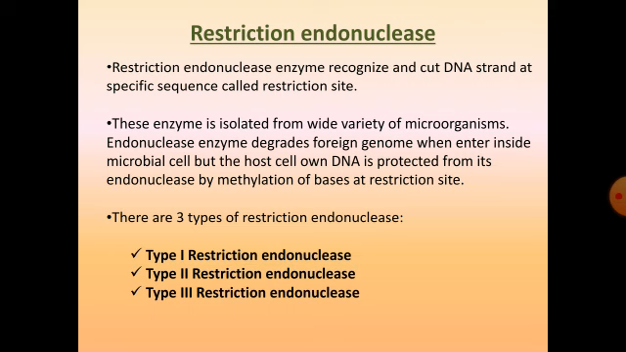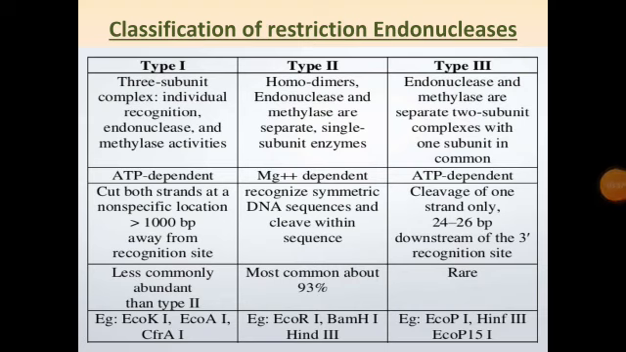There are three types of restriction endonuclease: type 1, type 2 and type 3. This is the classification of restriction endonucleases, in which type 1, type 2 and type 3 are described briefly. Type 1 restriction endonucleases are a three subunit complex. It has individual recognition, endonuclease and methylase activities. It is an ATP dependent enzyme.